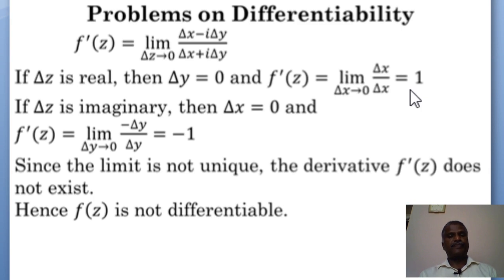If delta z is imaginary, then delta x, the real part, is equal to 0, and f dash of z is the limit of minus i delta y by i delta y. So this limit is equal to minus 1. So along the real axis the limit is 1, along the imaginary axis the limit is minus 1. The limits are not equal, so it is not unique. The derivative f dash of z does not exist. So the function is not differentiable. f of z equal to z bar is continuous but not differentiable.